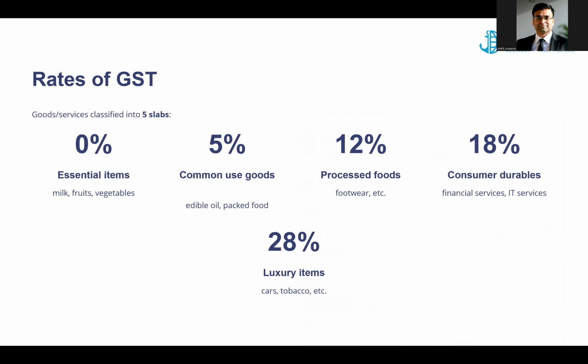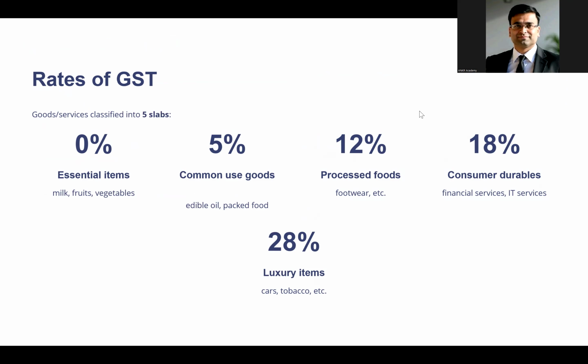There are certain rates of GST, which are 5 slabs: 0%, 5%, 12%, 18%, and 28%, right? On essential items like milk, fruits, vegetables, there is zero GST. Commonly used goods like edible oil, packed foods, etc. are 5%. Processed foods, footwear, etc., which are of common use, are 12%. All services come under 18%.